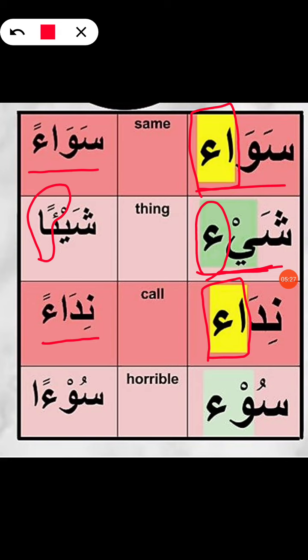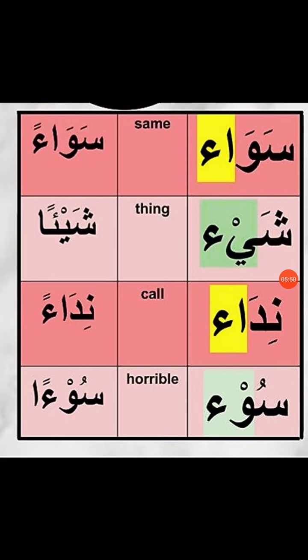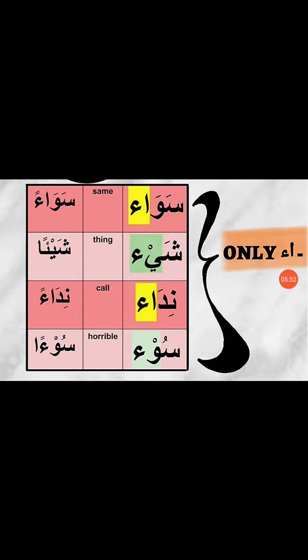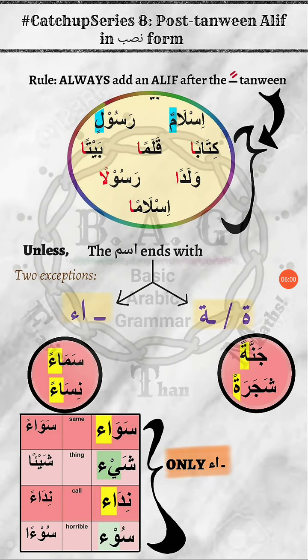Similarly in the word su, what do you see? You see that the word ends in hamza, but behind hamza there is waw and not alif. Therefore you are going to add this post-tanween alif. I hope that makes sense and that it is clear, inshallah. So all you have to look out for is the alif hamza combo and not anything else. As I have written here, only alif hamza combo. So now you can understand this slide better, inshallah.